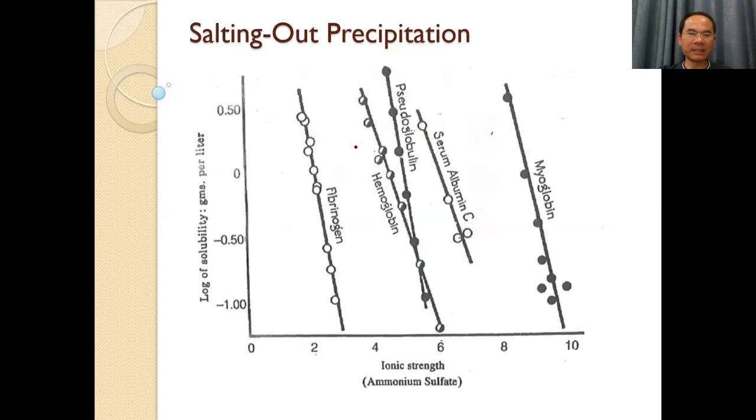This shows you how the ionic strength or concentration affects the solubility. For some proteins, mostly, as ionic strength increases, solubility decreases, the salting out. That's like albumin, myoglobin, hemoglobin. All of these depend on ionic strength. Ionic strength increases, solubility decreases.